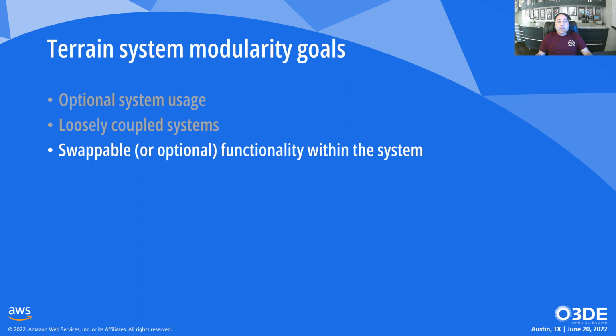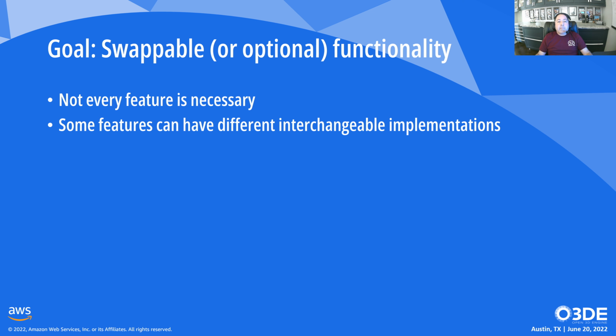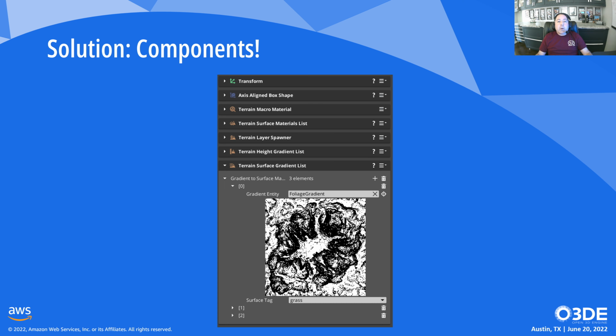So we've talked about making the entire system optional and swappable, but now let's look at doing that at a finer granularity within the system. This is where we really get to designing our individual building blocks. Not every level or project has the same set of requirements, and even within a requirement, there can be different implementations that fit the needs better or worse.